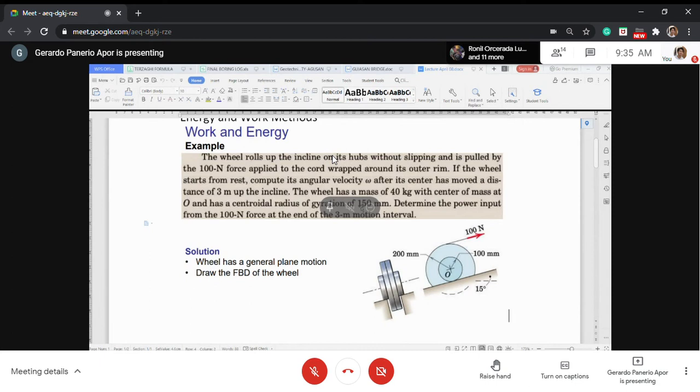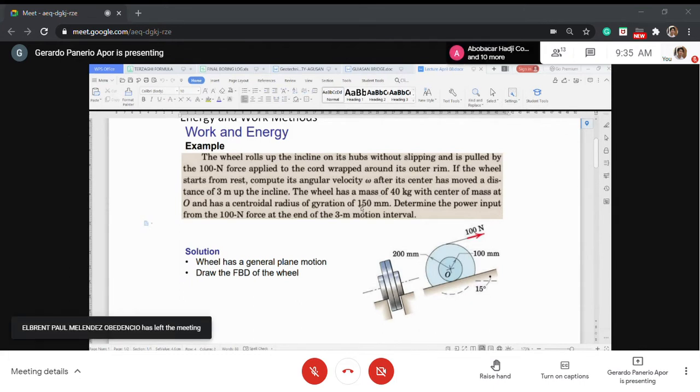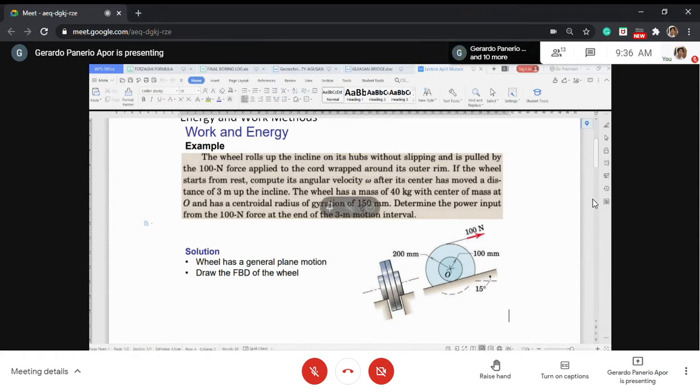Compute its angular velocity, omega, after its center has moved a distance of 3 meters up the incline. The wheel has a mass of 40 kg with center of mass at O and has a centroidal radius of gyration of 150 mm. Determine the power input from the 100 Newton force at the end of the 3-meter motion interval.